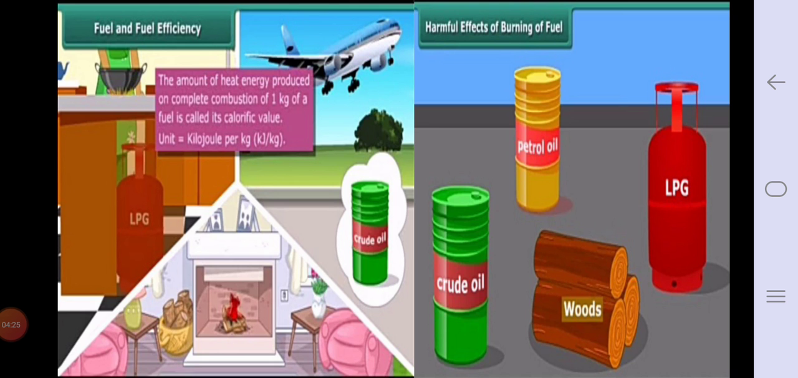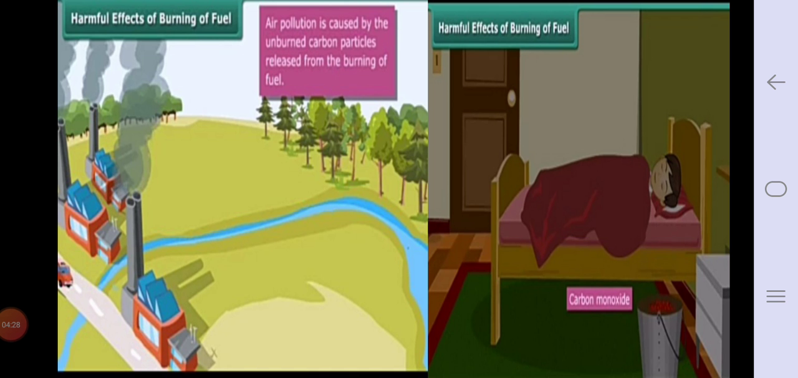Now these fuels are harmful. Okay, harmful effects of this burning of fuel we'll see now. They are harmful also because they cause pollution in air. They leave unburned carbon particles. So there are many harmful effects of fuels on the human beings. The increasing fuel consumption has harmful effects on the environment. Carbon fuels like wood, coal, petroleum release unburned carbon particles.